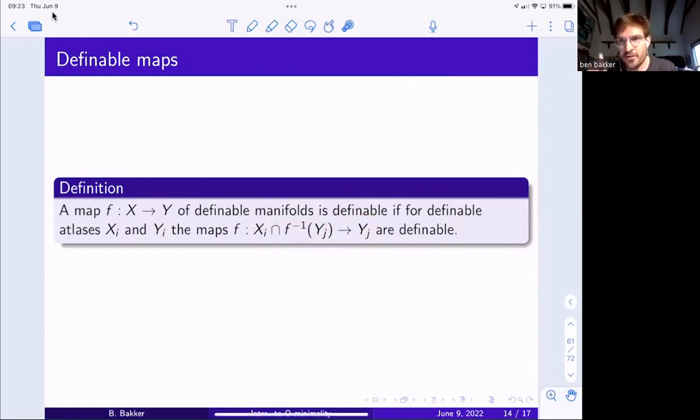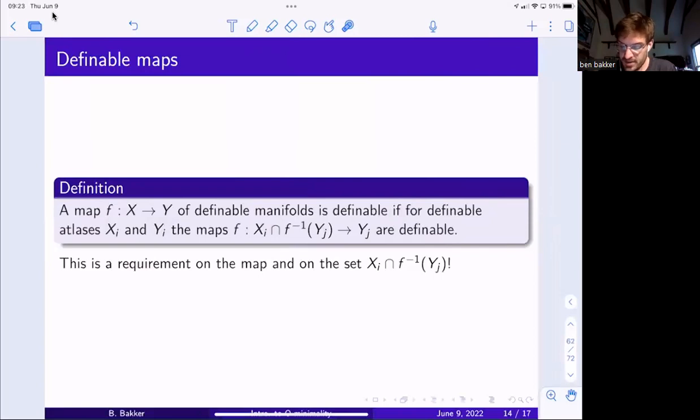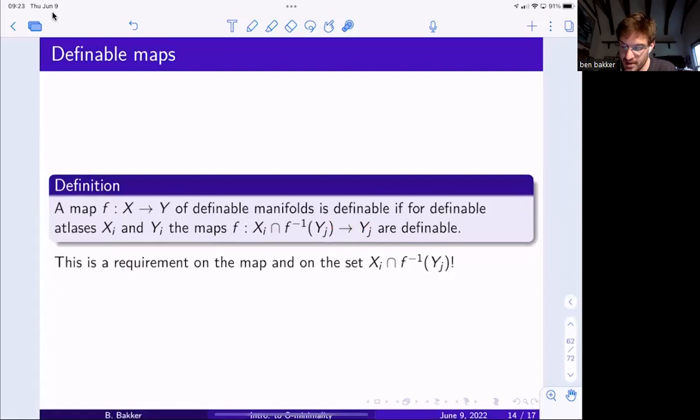Okay, and there's a subtle but important point here, which is that this is both a requirement on this map as well as a requirement on this set, this intersection, which isn't necessarily anything. So implicitly, we're both requiring that those intersections are themselves definable, and that this map from that intersection to Yj is definable. Okay, and both of those are non-trivial.